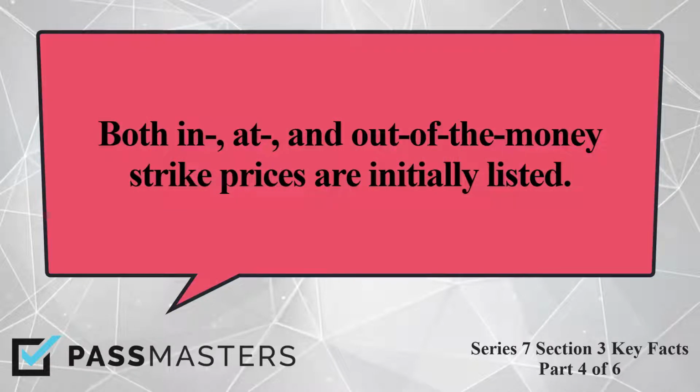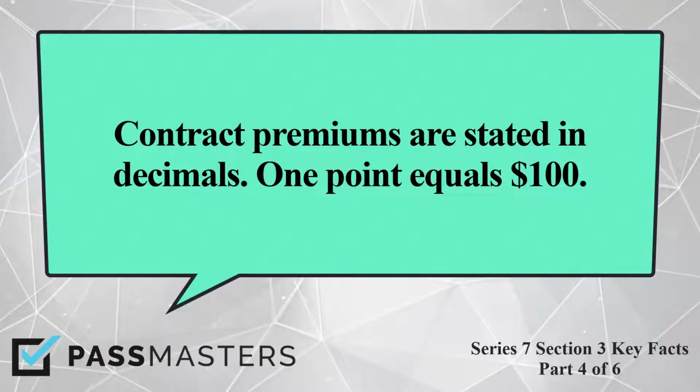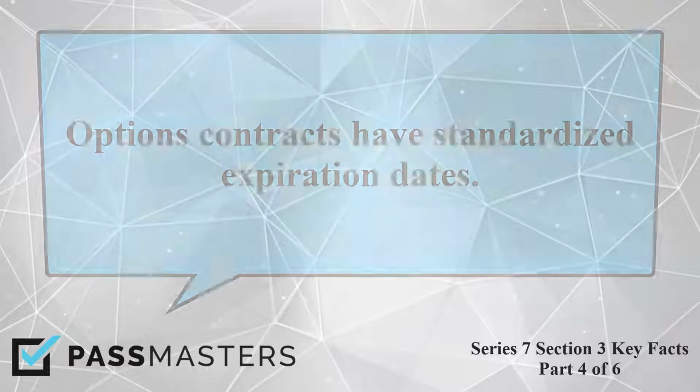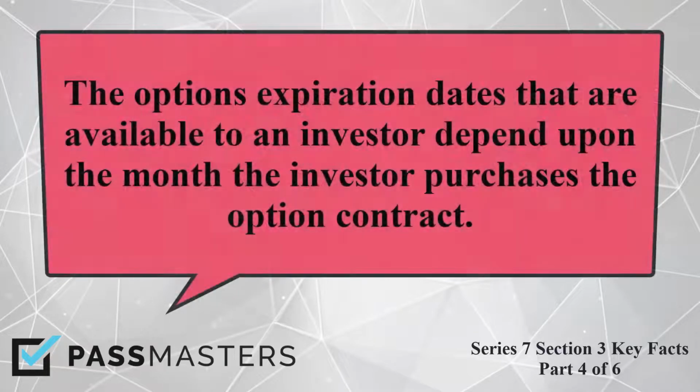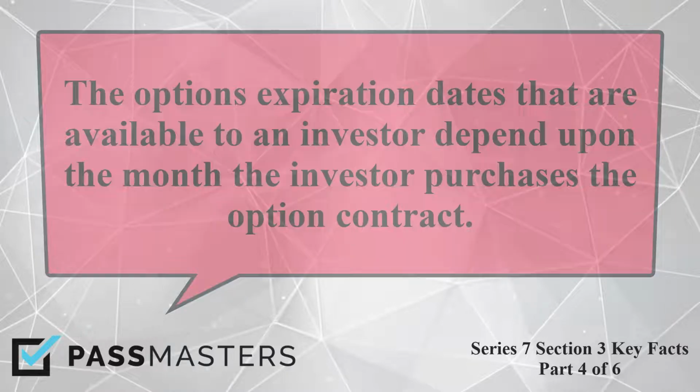Both in, at, and out of the money, strike prices are initially listed. Contract premiums are stated in decimals. 1 point equals $100. Options contracts have standardized expiration dates. The options expiration dates that are available to an investor depend upon the month the investor purchases the option contract.